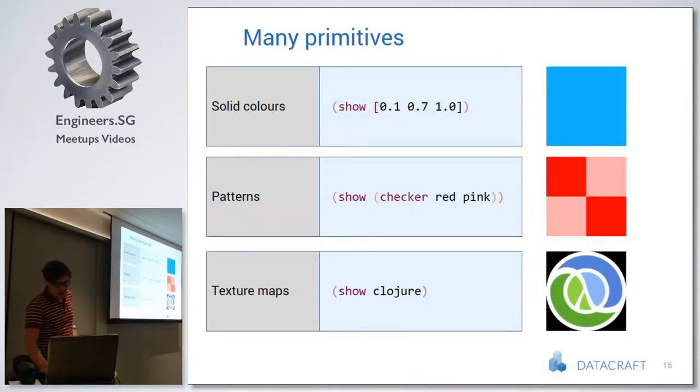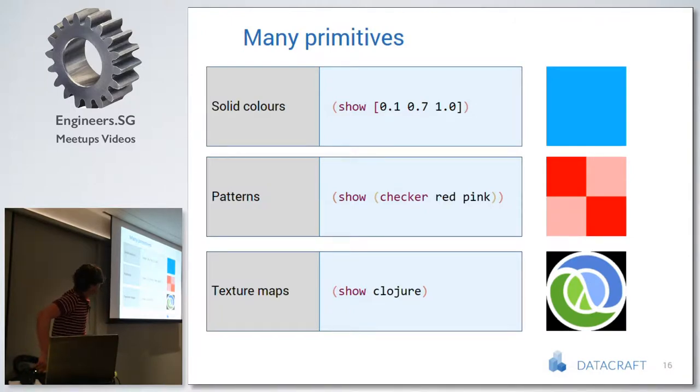So one of the things Clisk does is it has a bunch of different primitives, which are the things you can actually use to mix in and create the image. So if you just set constant colors, 0.1, 0.7, 1.0, you'll get a nice blue, and it's a constant color. So you've got no X's and Y's appearing in the formula. It's just going to be flat.